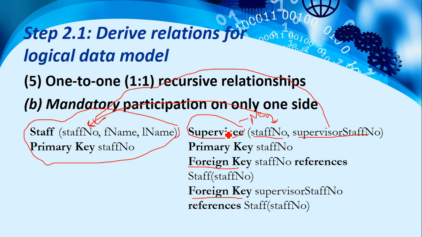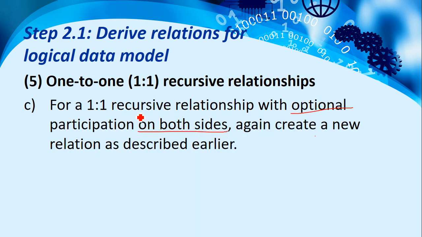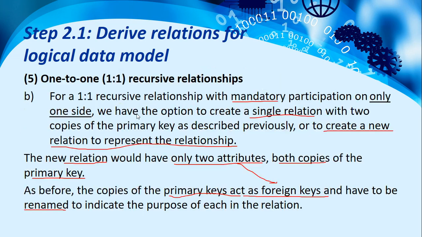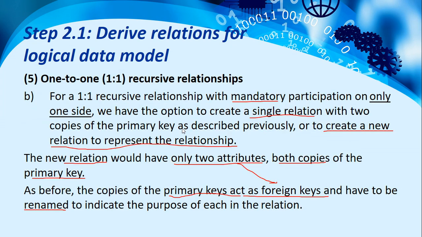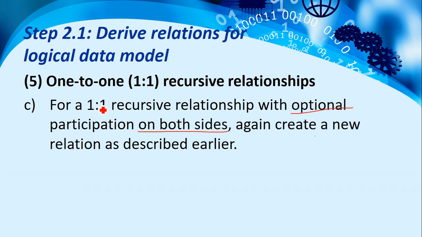For C, whatever was described in B, the same is what we will do for this scenario C, optional participation on both sides. I hope you weren't confused. Again, whatever approach was described in B is also what we're going to do in this scenario C, optional participation on both sides.